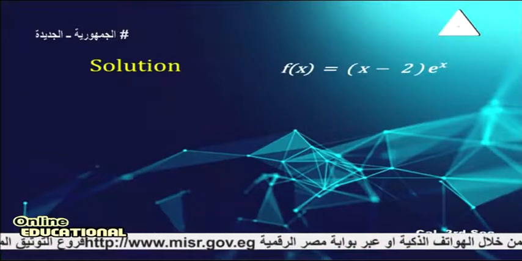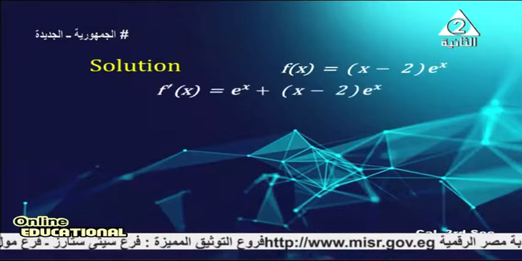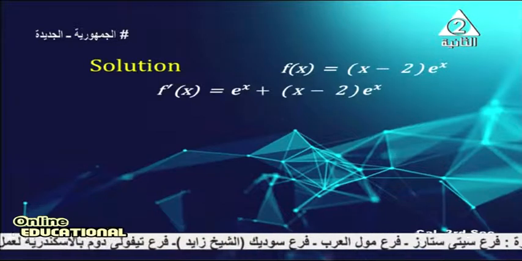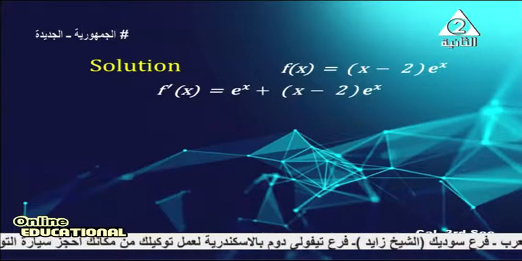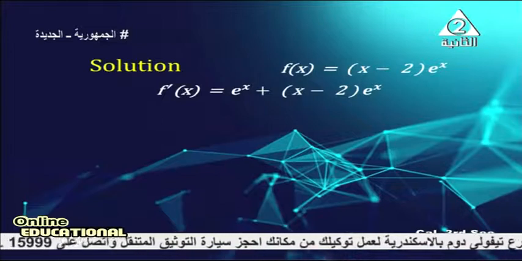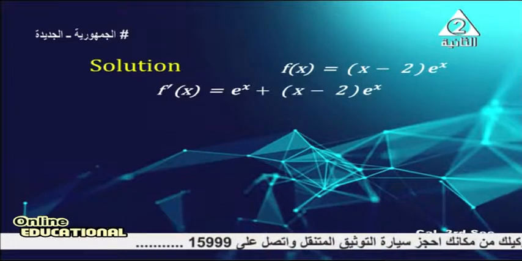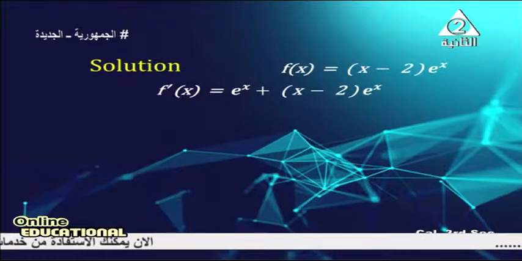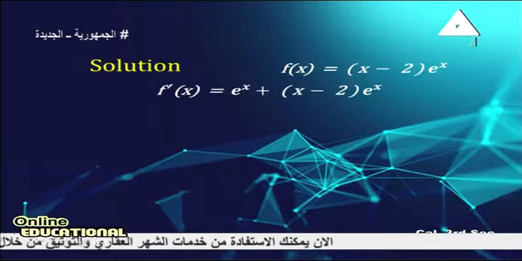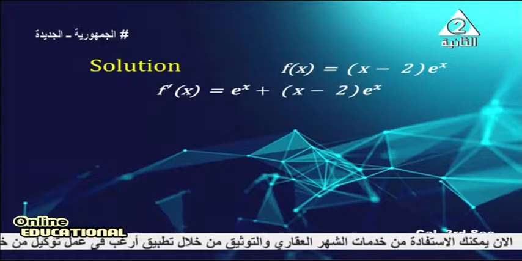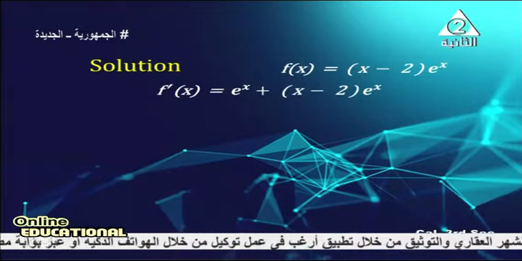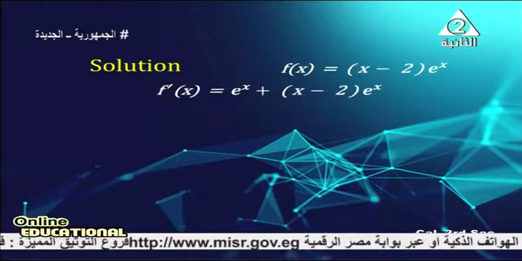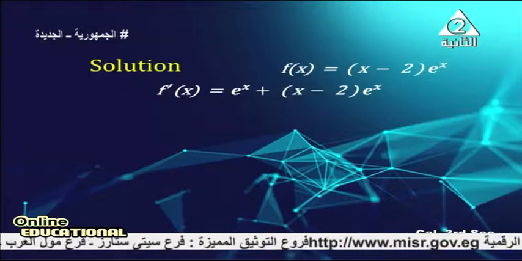We differentiate both sides with respect to x. Then f'(x) equals the derivative of the bracket (x - 2), which equals 1, multiplied by e^x, plus the bracket (x - 2) multiplied by the derivative of the function e^x. We know that the derivative of e^x is e^x. Then f'(x) equals e^x + (x - 2) multiplied by e^x.